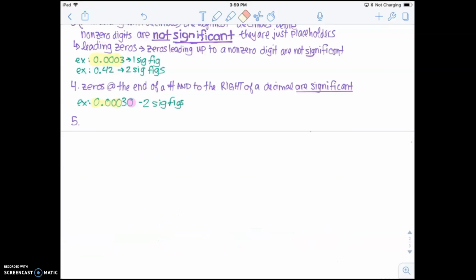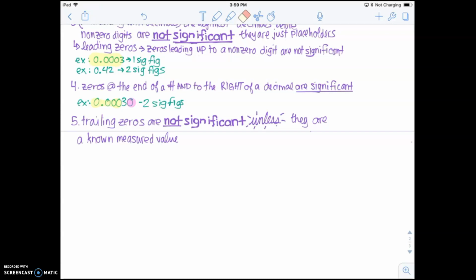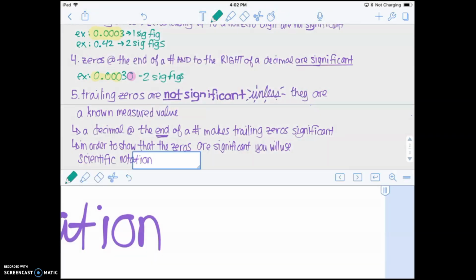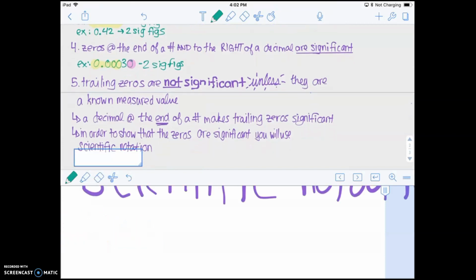So our final rule for significant figures is trailing zeros are not significant unless they are a known measured value. So that's both a no and a yes in here, and it's kind of confusing, but we have something that is super helpful for letting us know this is a known value, and that is simply a decimal. We also tend to show that these zeros are significant by changing from normal notation into scientific notation. All right, so let's do a few examples of these trailing zeros and how to show that they are significant.